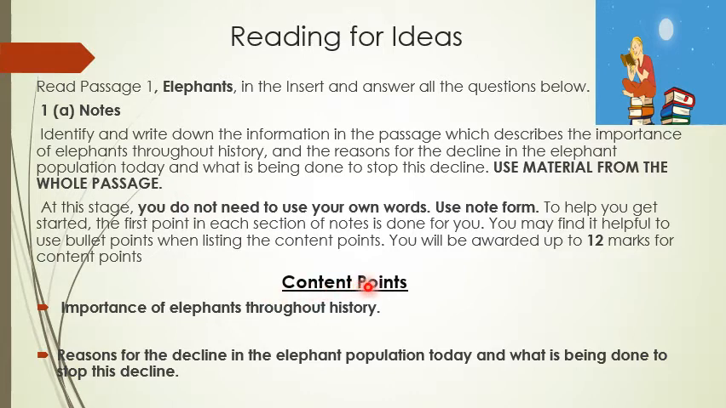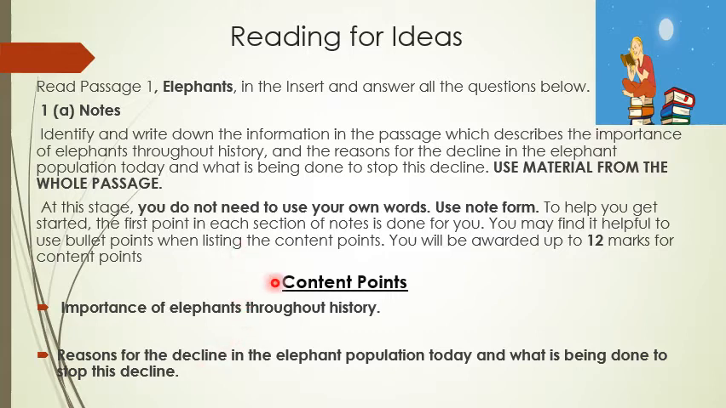Now, content points. For content points, we have to look at the importance of elephant throughout history in the passage. We'll underline all those lines which show us the importance of elephants throughout history, and the reasons for the decline in the elephant population, why the number of elephants is decreasing, and what is being done to stop this decline, what action is taken to stop this. For this part of the question, we have to give six statements for this heading and six statements for this heading.